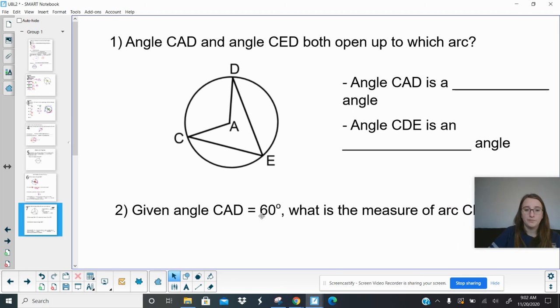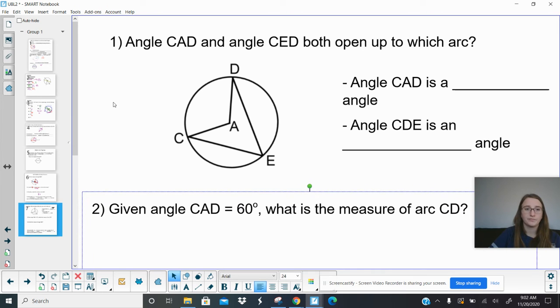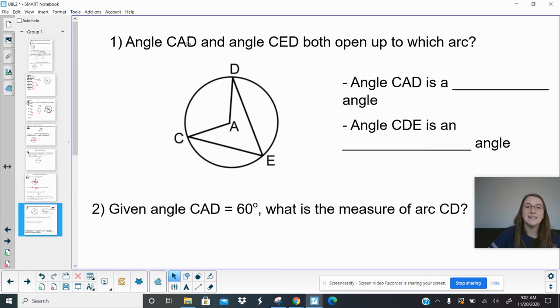Angle CAD and angle CED. So pause yourself, guys. Sometimes we just read and our brain just kind of goes. But pause yourself and highlight them: angle CAD and angle CED.